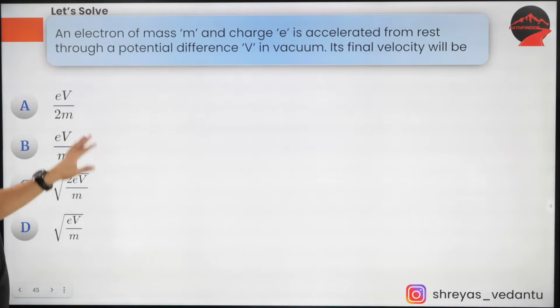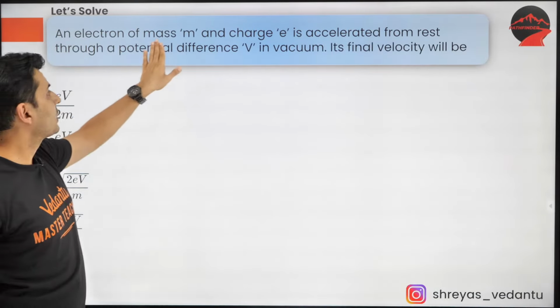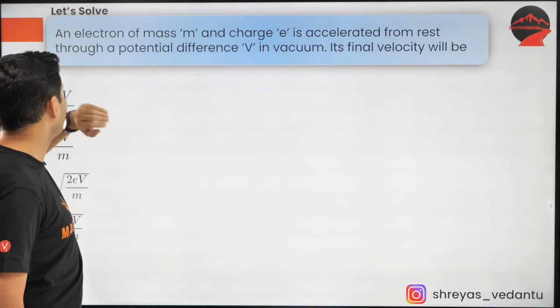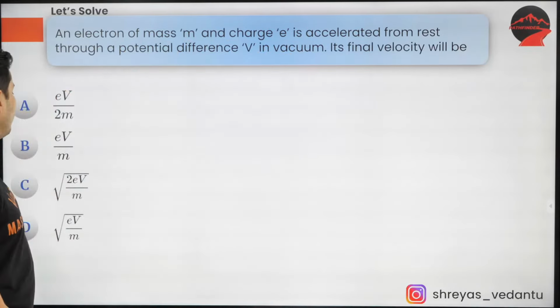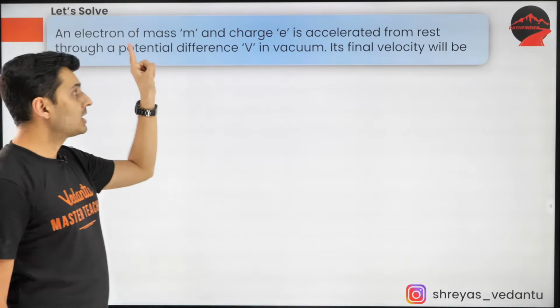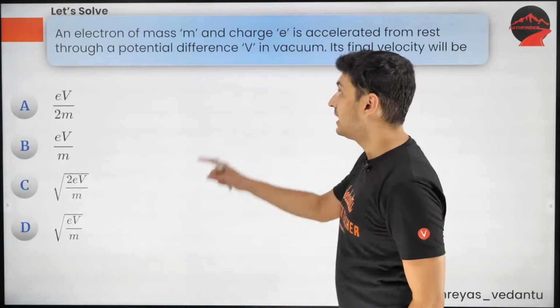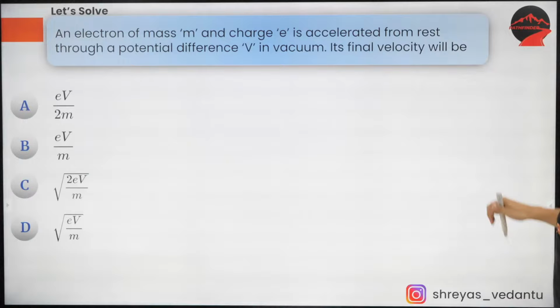All right. Last question coming up for you. Electron of mass m, charge e is accelerated from rest through a potential difference V in vacuum. Then find the final velocity. A mass with charge e has been accelerated through a potential difference V. Then what is the velocity, guys?